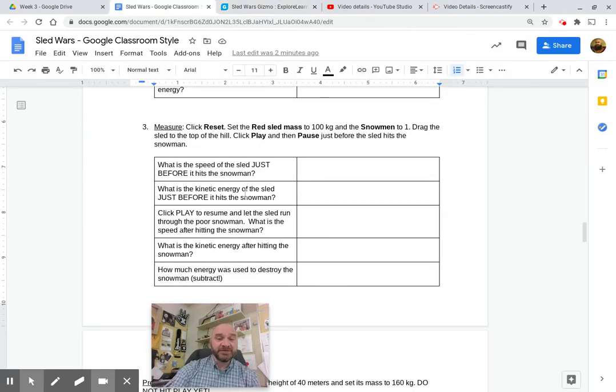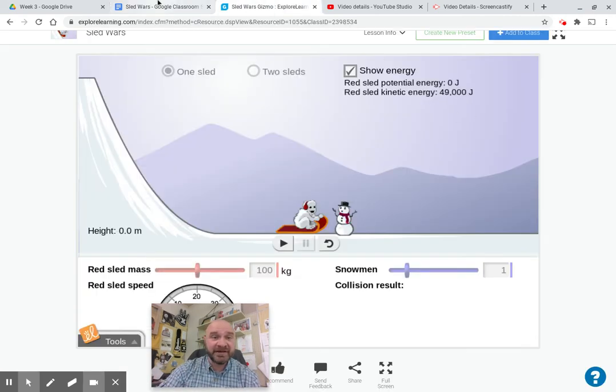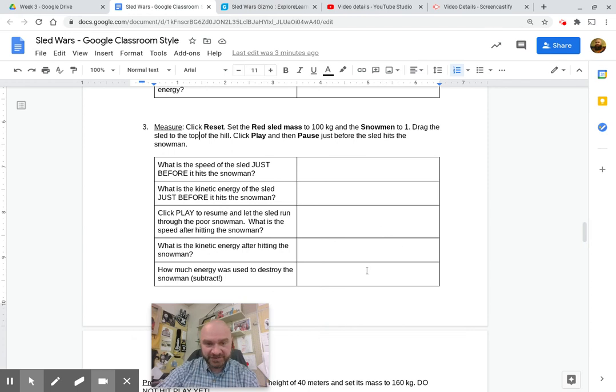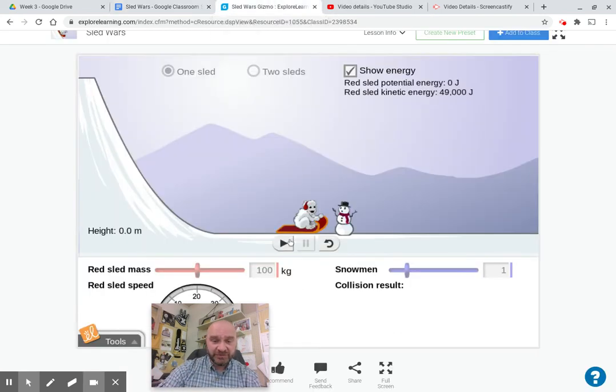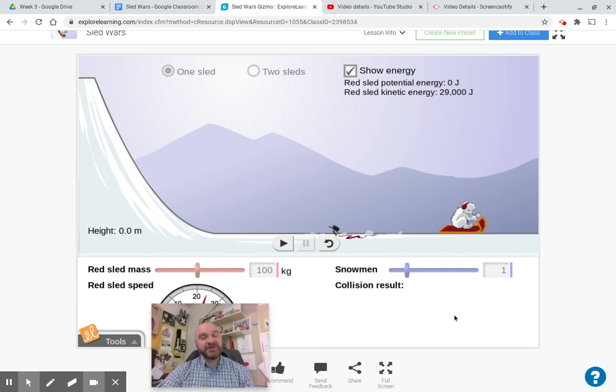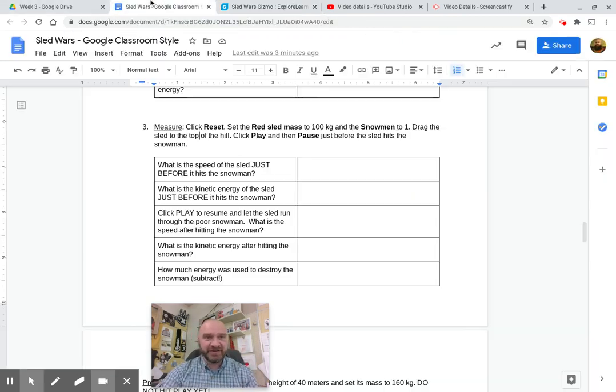All right. What was the kinetic energy of the sled just before it hits the snowman? Well, I can look up here and get that answer, and then I can continue filling all of this out. Now, click play to resume and let the sled run through the poor snowman. What was the speed after hitting the snowman? So I'm going to pause, bring carnage to the snowman's life, and then record my speed afterwards. Oh, what is my speed? Now, that information will be covered by my face, and then you can also answer how much kinetic energy I've got and things like that.